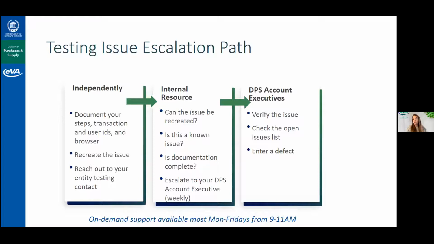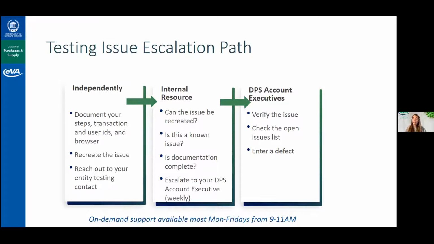So that is you as an individual tester. As an internal resource, if you are that person, that single point of contact at your entity that is collecting all bugs and issues, the first thing that you want to do is see, can the issue be recreated? I know that sounds repetitive, but we want to make sure that we can recreate it. We have enough information so that we can help you.